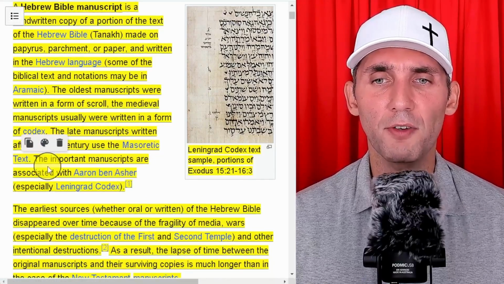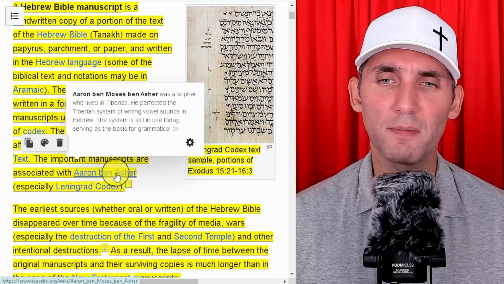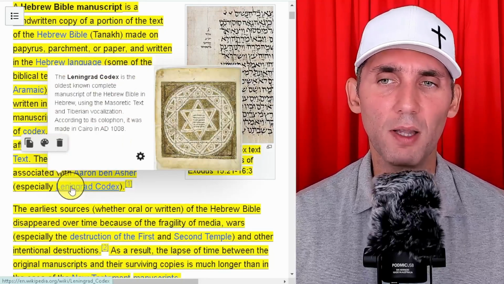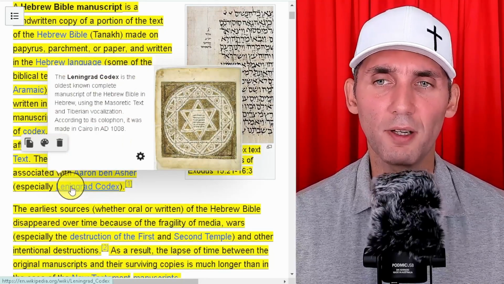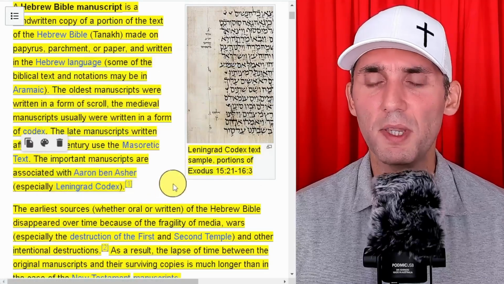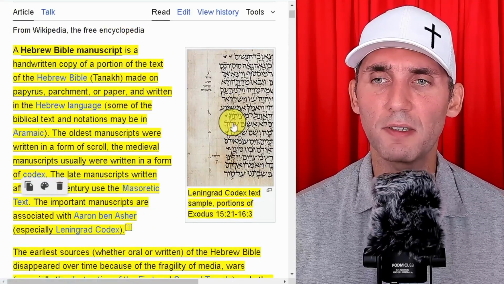The important manuscripts are associated with Aaron ben Asher, who, remember, they weren't Karaite Jews, they were mystics, especially the Leningrad Codex, which you can see has a nice little Kabbalah six-pointed star right on the cover, and you're going to learn what that is. That's a magic sigil. But this is the Leningrad Codex of the portions of Exodus, so you can look at it.